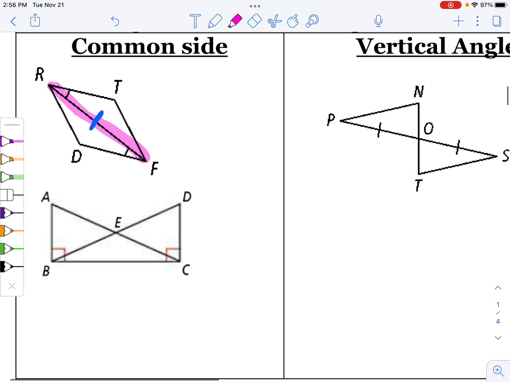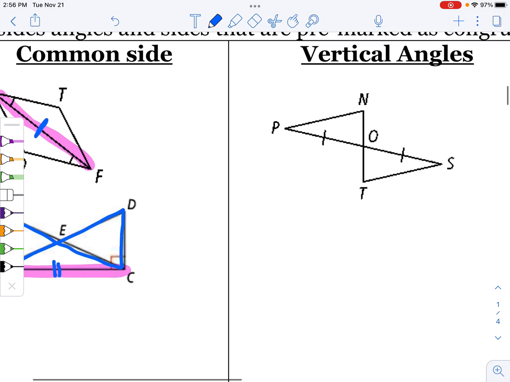That can also happen when they're overlapping, but they're on top of each other. This segment BC is in both the right triangle on the right and the right triangle on the left. So this right triangle as well as this right triangle. So it kind of looks like a crown or like the base of a crown. That base is in both of those triangles.